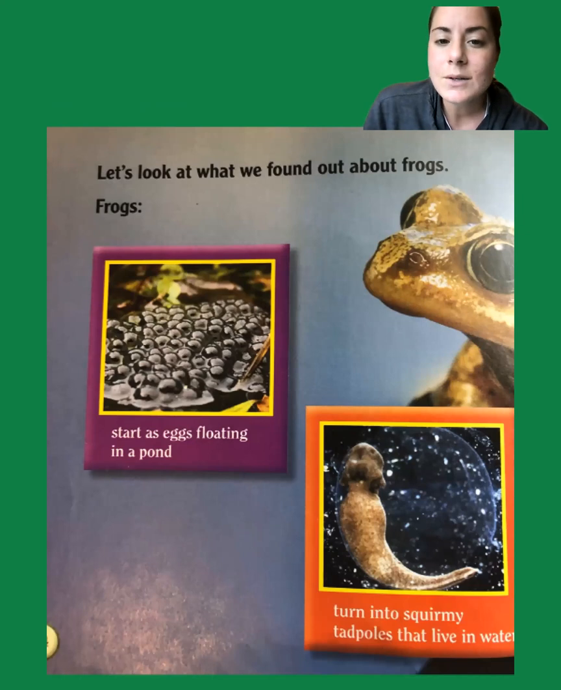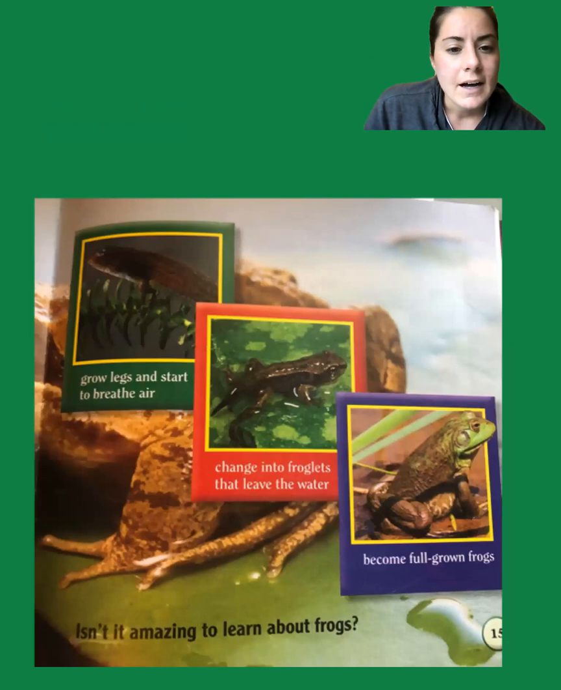So let's look at what we found about frogs. Okay, now here's the captions underneath the photos again. Start as eggs floating in a pond, not blueberries. Next, turn into squirmy tadpoles that live in water, not chicken fingers. The green one grows legs and starts to breathe air. That's not a fish. We learned that was a tadpole. Change into froglets that leave the water, become full-grown frogs. Cool. Isn't it amazing to learn about frogs? Very cool. Very cool stuff.